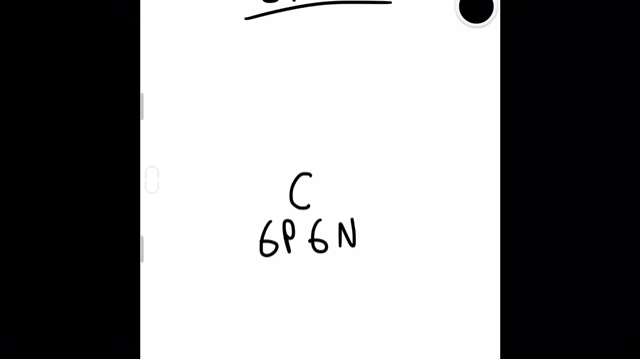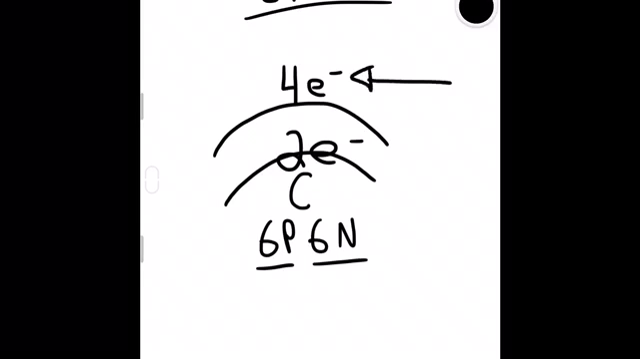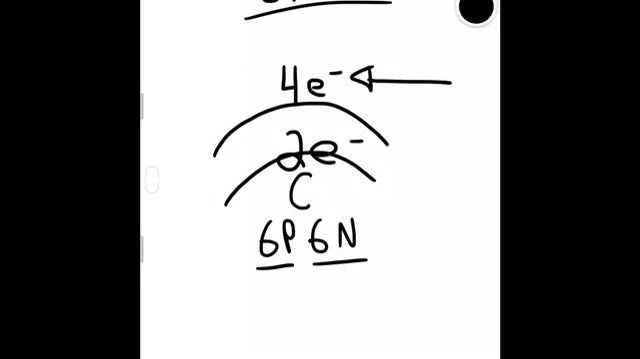So if we take a look at a carbon atom, it will have 6 protons, 6 neutrons. In the first energy level, it's going to have 2 electrons. And then in its outermost, or its valence shell, it's going to have 4 electrons. These 4 electrons here are referred to as the valence electrons. So even though it has 6 electrons in total, we sometimes say that it only has 4 valence electrons.